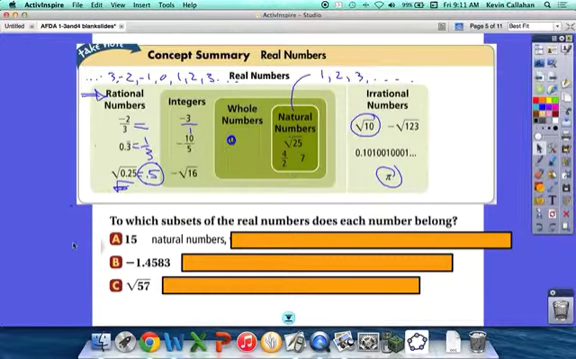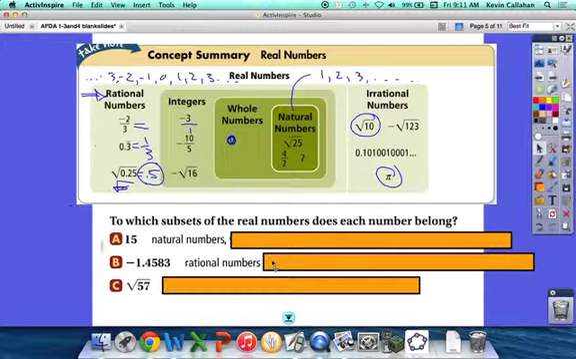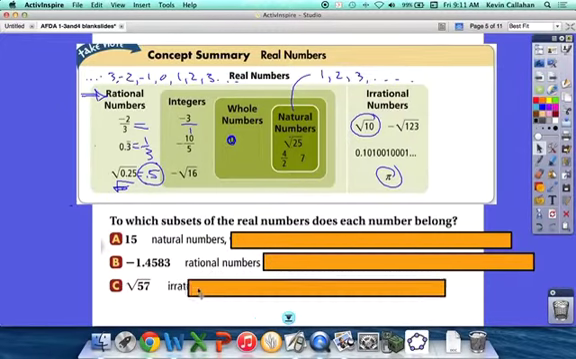What about -1.4583? Stop. It's a decimal, but it stops. It's rational. Another one does not stop. And the square root of 57. Is 57 a perfect square? No. So it's like one of these here. It's an unresolvable square root. So that would be irrational.